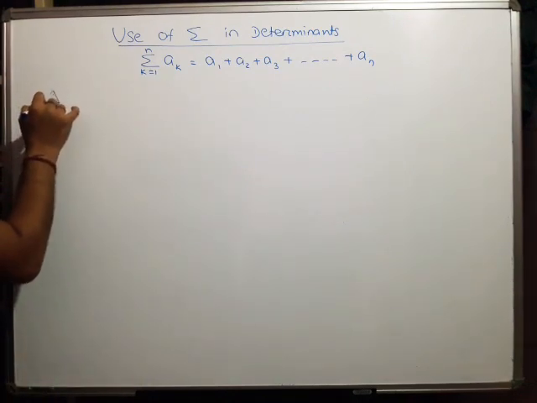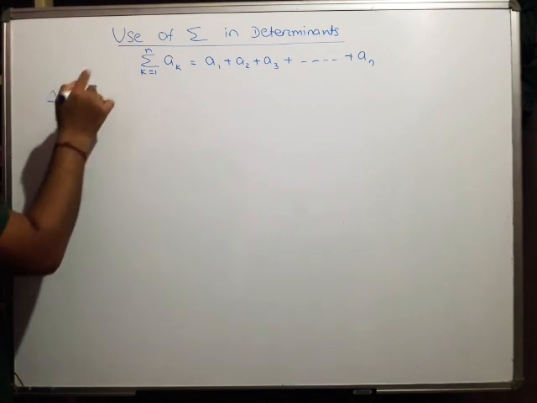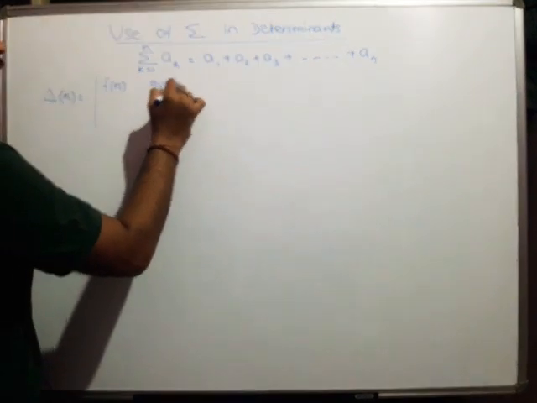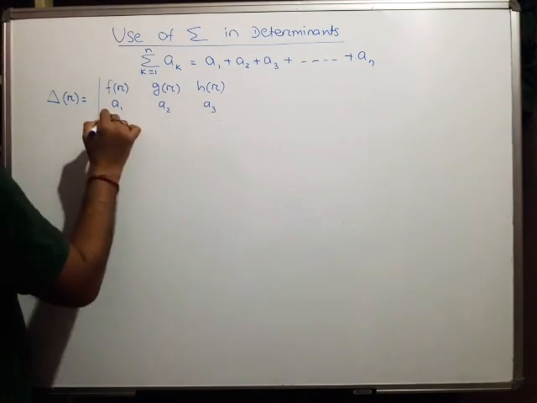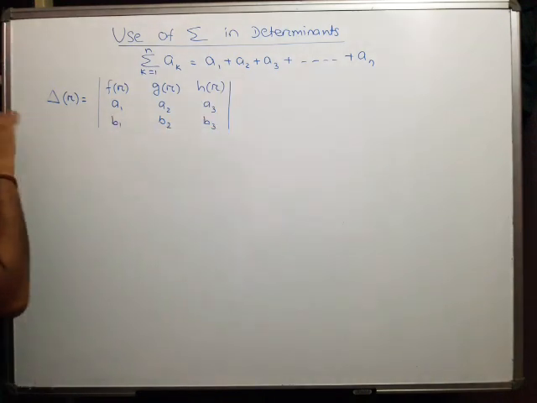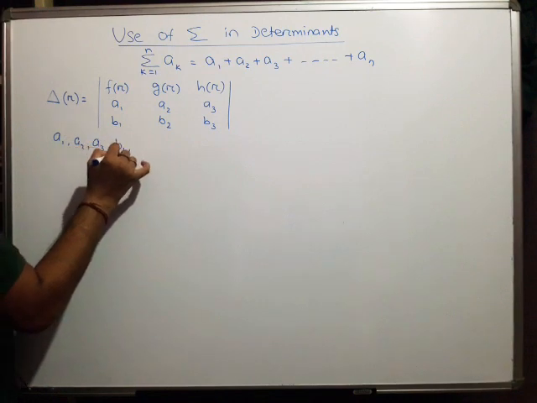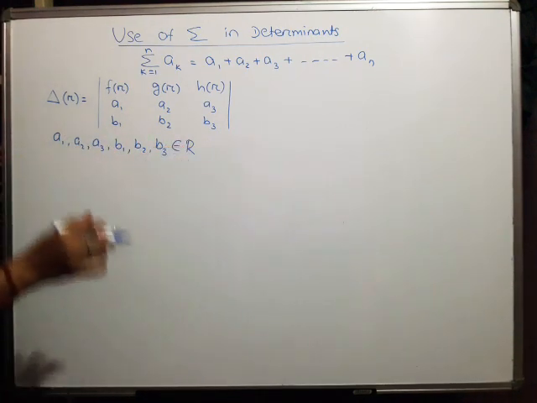Now suppose a determinant del, it is a function of r. It is written as f of r, g of r, h of r, and a1, a2, a3 and b1, b2, b3. Suppose a1, a2, a3, b1, b2 and b3 are all real numbers.